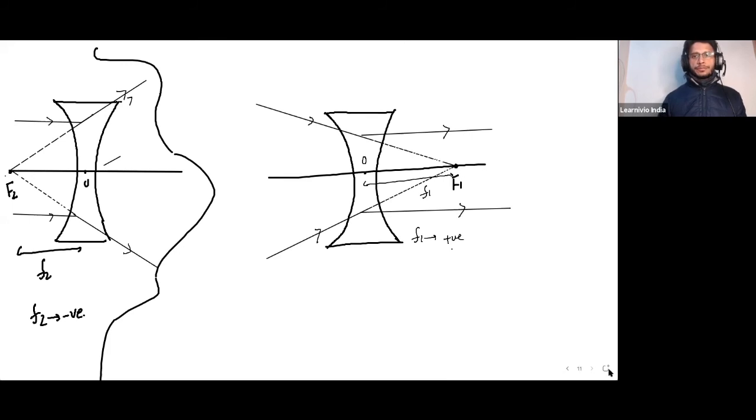The next is Lensmaker formula. Another 5 marker question from this chapter. Lensmaker formula.